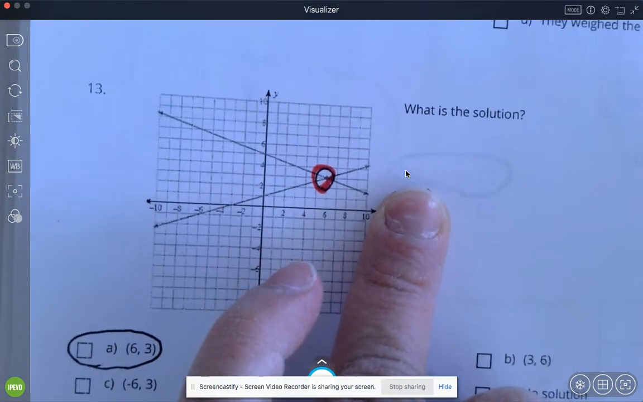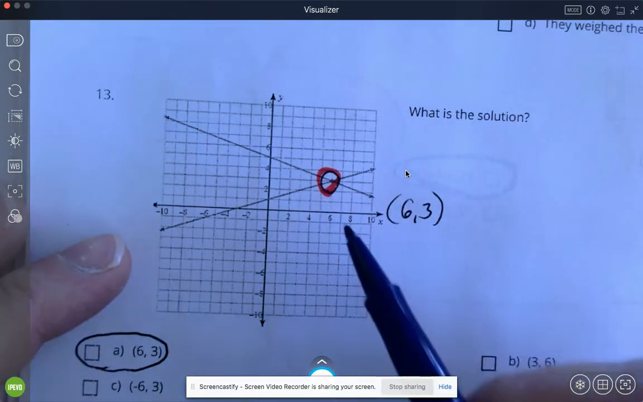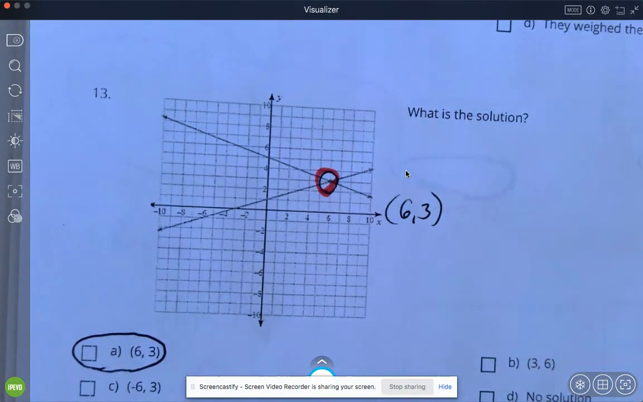What's the solution for this system? That's an easy one on the test. It's just 6 comma 3. That's where they cross. That's where the lightsabers, if you will, cross.